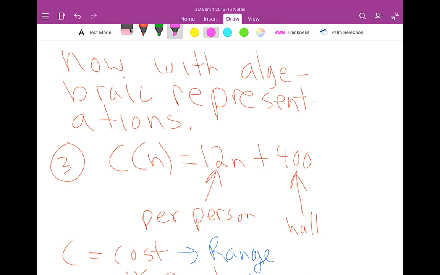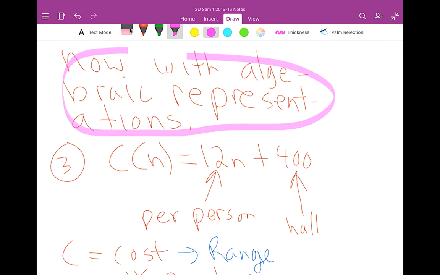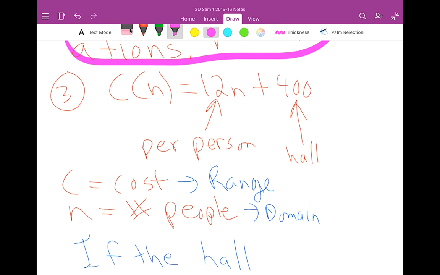So let's go on now and do some algebra. Okay, so here's a traditional one from grade 9. We're going to do domain and range, but with equations. So C of n is 12n plus 400. This is like when you rent a hall.